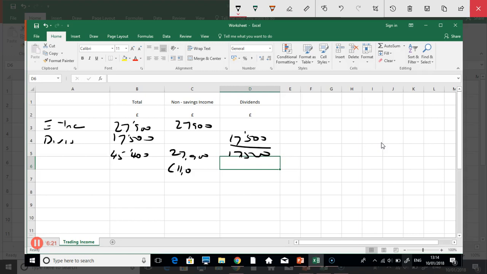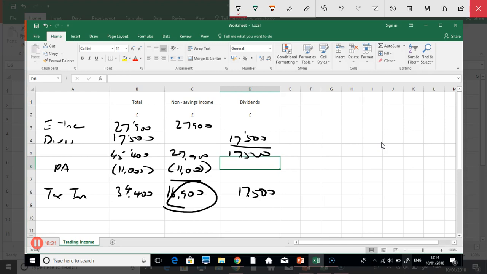What do I do? Knock out the personal allowance, 11,000. That's gone, and that takes out 11,000 from the employment income. Therefore I have 16,900 here and 17,500 here, and my taxable income is therefore 34,400. Okay, so let's do our thing.